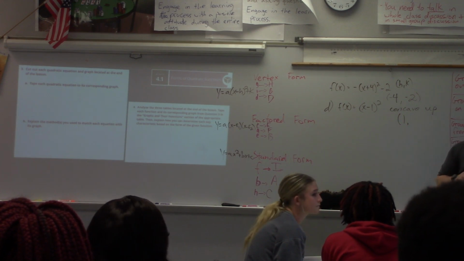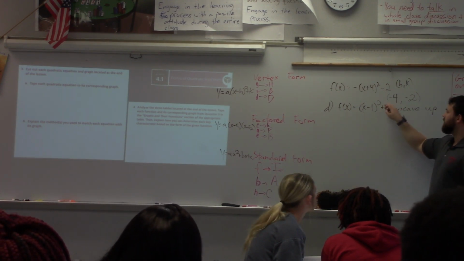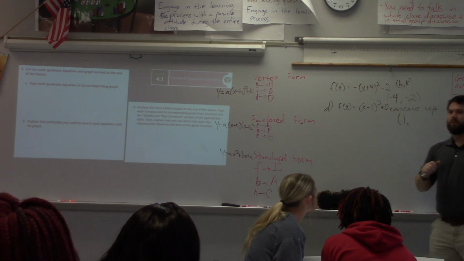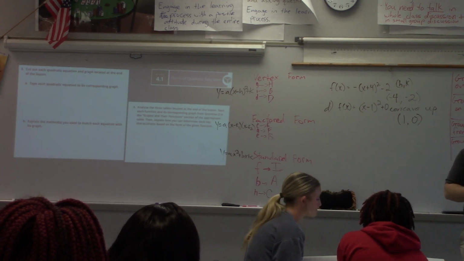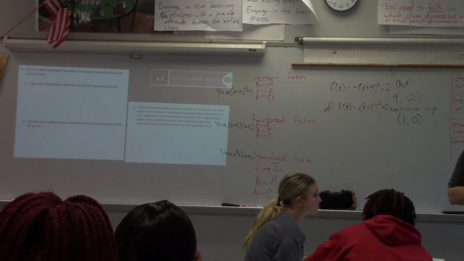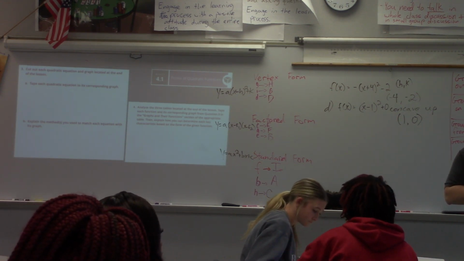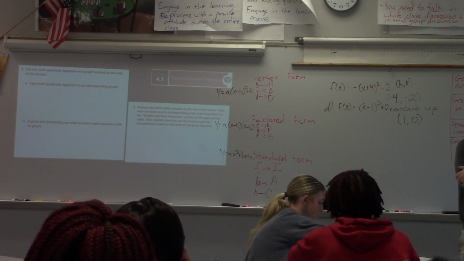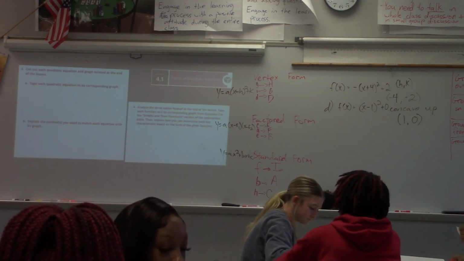There's nothing written there. So it would have to be an understood plus 0. So the vertex is 1 comma 0. So what graph goes with equation D again then? It's not that, is it? Could it be graph I? It's off. Everybody look, graph I, does that have a vertex of 1 comma 0?